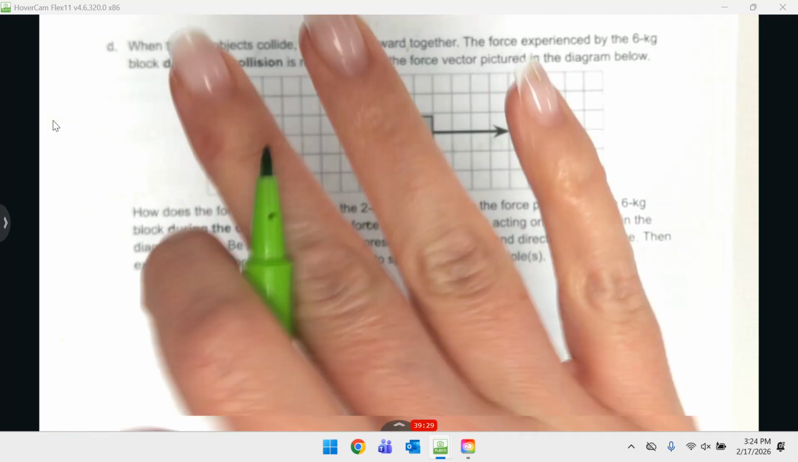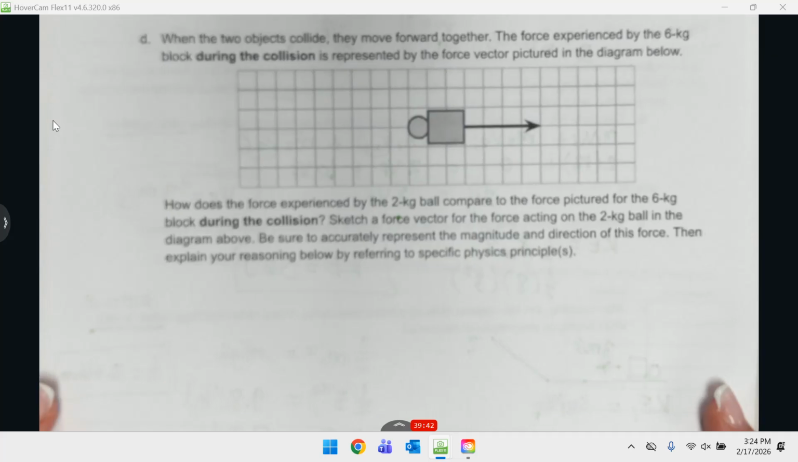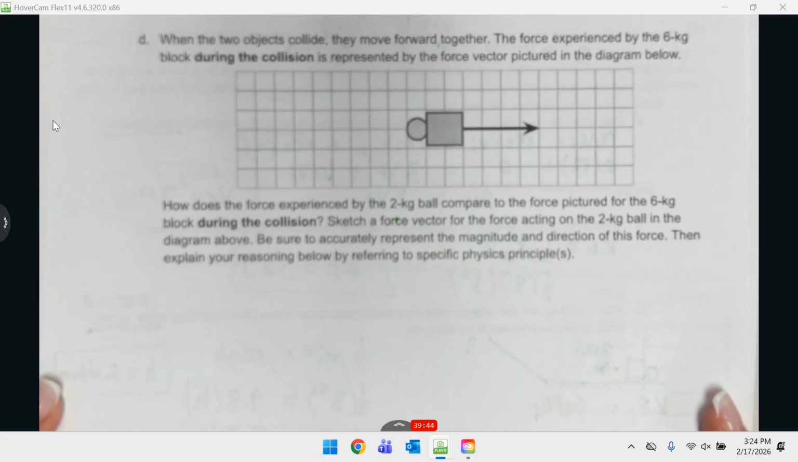Part D says, when the two objects collide, they move forward together. The force experienced by the 6 kilogram block during the collision is represented by the force vector pictured in the diagram below. How does the force experienced by the 2 kilogram ball compare to the force pictured for the 6 kilogram block during the collision? Sketch the force vector acting on the ball, represent its magnitude and direction.